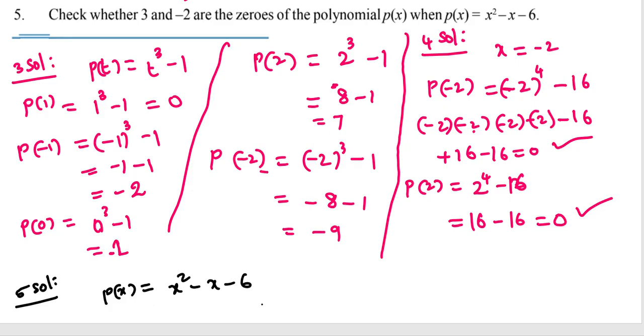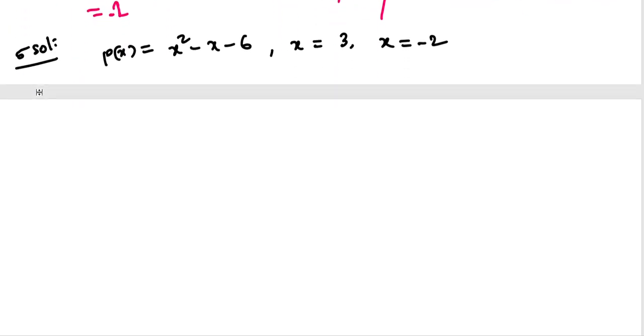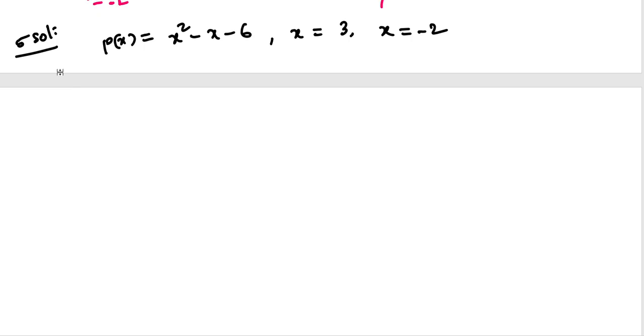First, take x is equal to 3, then take x is equal to minus 2. After taking both, we have to substitute. Once we substitute, we must see how much we get. It is the given question. Now look at what it is.